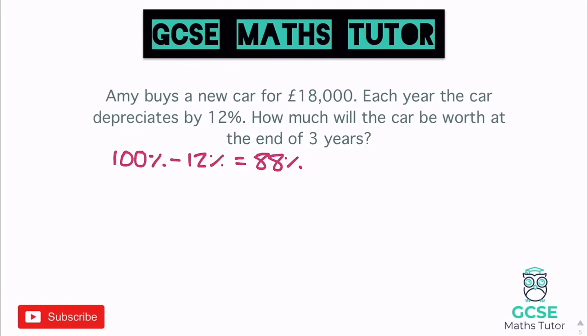Now there's actually something we can do here, because if it's going to be 88% of its value each year, there's something we can just times by straight away on the calculator, and it's the decimal version of 88%. And the decimal version of 88% is 0.88.